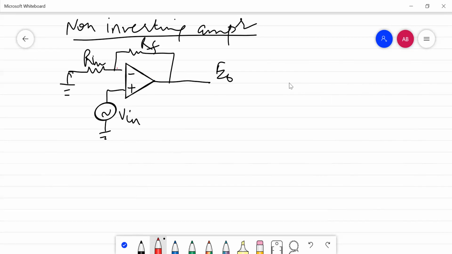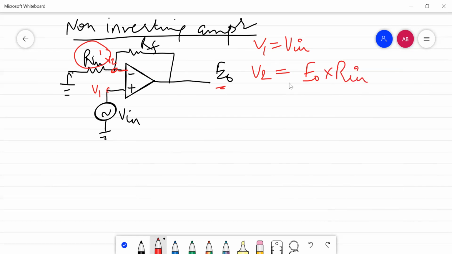So now we have this as your V2 and this as your V1. From here you can see that V1 is nothing but equal to Vin. So what about your V2? When we talk about V2, because no current is coming here, you have to apply the voltage divider rule based on your E0. So total voltage multiplied by the resistance across which we require the voltage, divided by the sum of the two resistances, that is Rn and Rf.